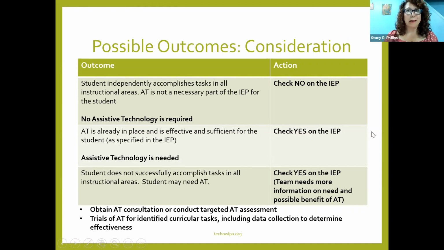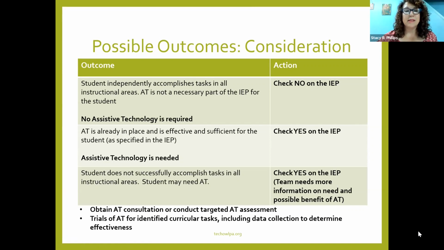Okay, so what it looks like. Possible outcomes for consideration. In the IEP, it's going to ask the outcome. It's going to say, student independently accomplishes tasks in all instructional areas. AT is not necessary as part of the IEP for the student. If the teacher checks no on the IEP, then that means that no assistive technology is required. The next one says, AT is already in place and is effective and sufficient for the student as specified in the IEP. Then that teacher should be checking yes on the IEP. And that means that assistive technology is needed and should continue.